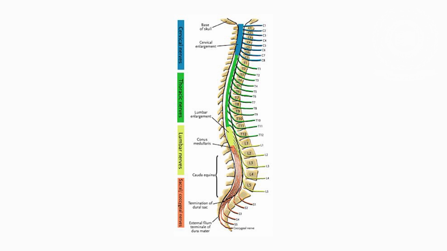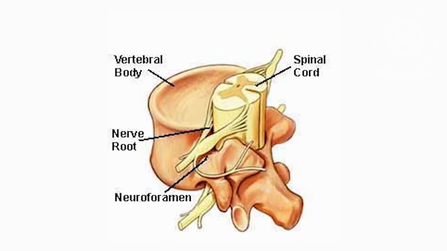The cord is segmentally organized. There are 31 segments defined by the 31 pairs of nerves existing in the cord. These nerves are divided into 8 cervical, 12 thoracic, 5 lumbar, 5 sacral, and 1 coccygeal nerve. Dorsal and ventral roots enter and leave the vertebral column respectively through the intervertebral foramen at the vertebral segments corresponding to the spinal segment.